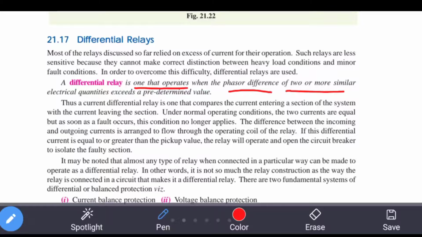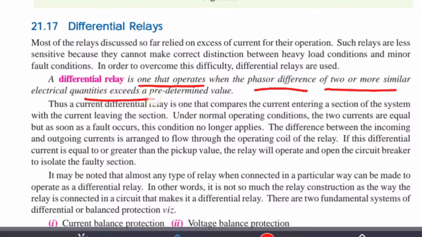By theory, a differential relay is one that operates when the phasor difference of two or more electrical quantities exceeds a predetermined value. If the electrical quantity is current, it is a current differential relay. Another quantity is voltage; then it is a voltage differential relay. A current differential relay compares the currents entering a section of the system with the current leaving the section.